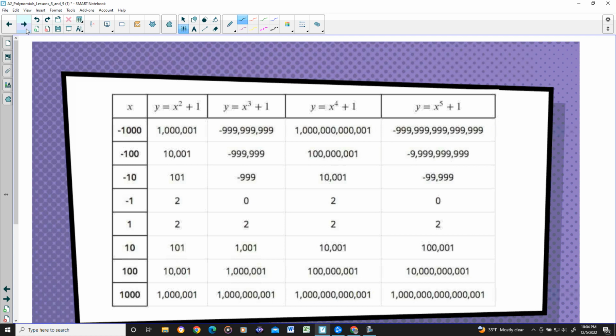There are 4 polynomials: x squared plus 1, x to the third plus 1, x to the fourth plus 1, and x to the fifth plus 1. And here are some different values of x that you can plug into the function. For example, if I take -1000 and square it and add 1, this is what I get. If I take -100 and square it and add 1, this is what I get, and so on and so forth. Okay, so what do you notice?